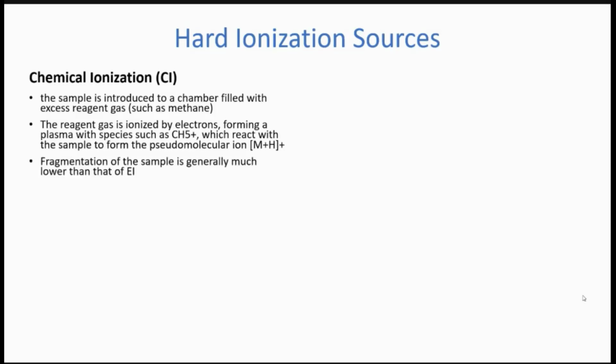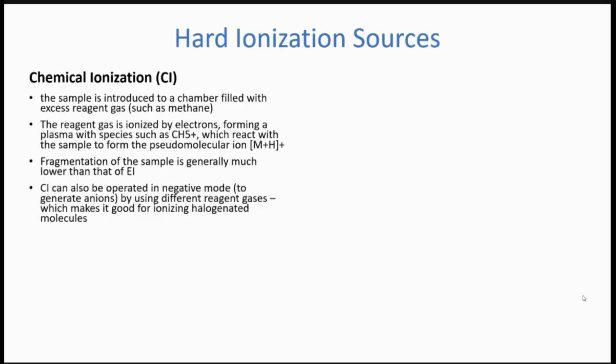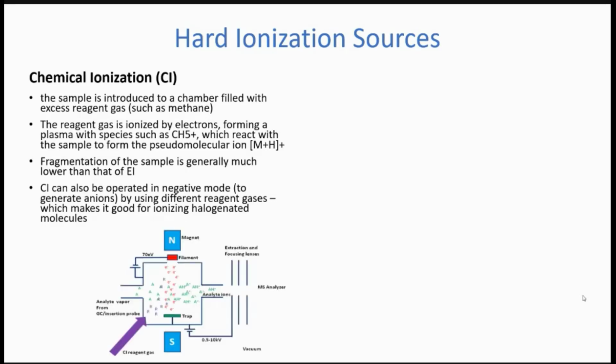The fragmentation of the sample is generally lower than that of EI, so it's a softer technique, even though it's still hard. And chemical ionization is actually pretty good for negative mode as well, but you have to use a different reagent gas. So it tends to work really well for halogenated molecules. So a lot of people who measure halogenated contaminants in samples tend to use chemical ionization.